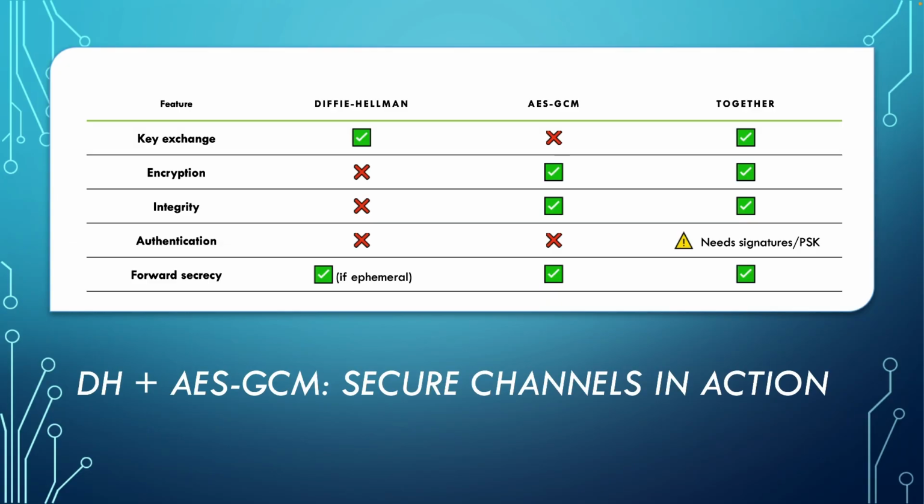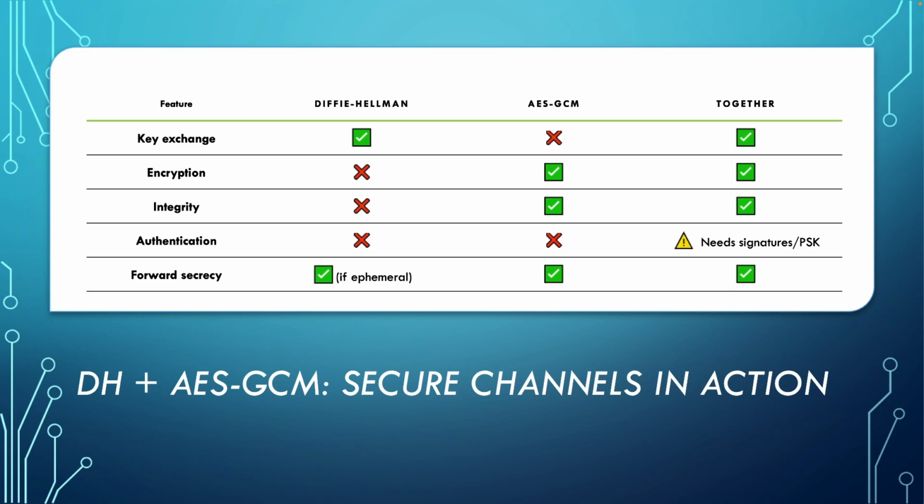When we combine Diffie-Hellman and AES-GCM, we get a complete secure communication setup. First, Diffie-Hellman handles the key exchange. Both sides agree on a shared secret without ever sending it. Then they use a key derivation function like HKDF to turn that shared secret into an AES-GCM session key. AES then encrypts and authenticates all the messages exchanged. This combination provides three main things: confidentiality, integrity, and forward secrecy.